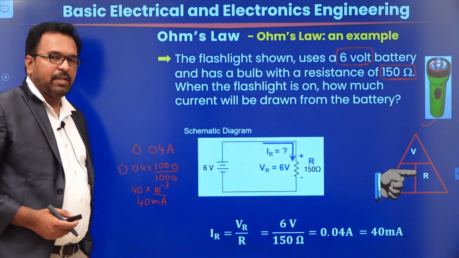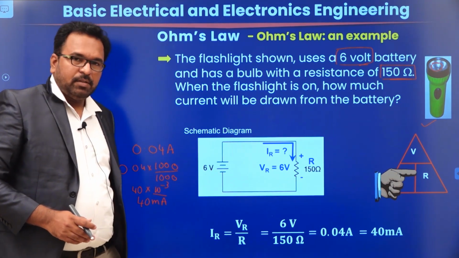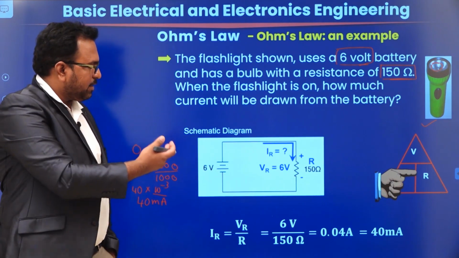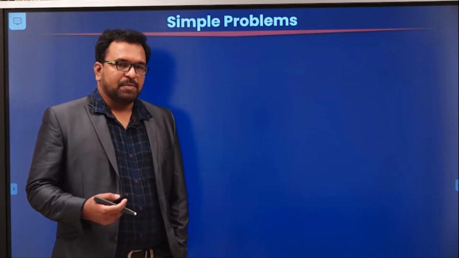So this is one of the examples of Ohm's law. Now I think you are very clear about Ohm's law and how to apply Ohm's law in an electrical circuit to calculate the unknown quantity. Now let us solve some simple problems.